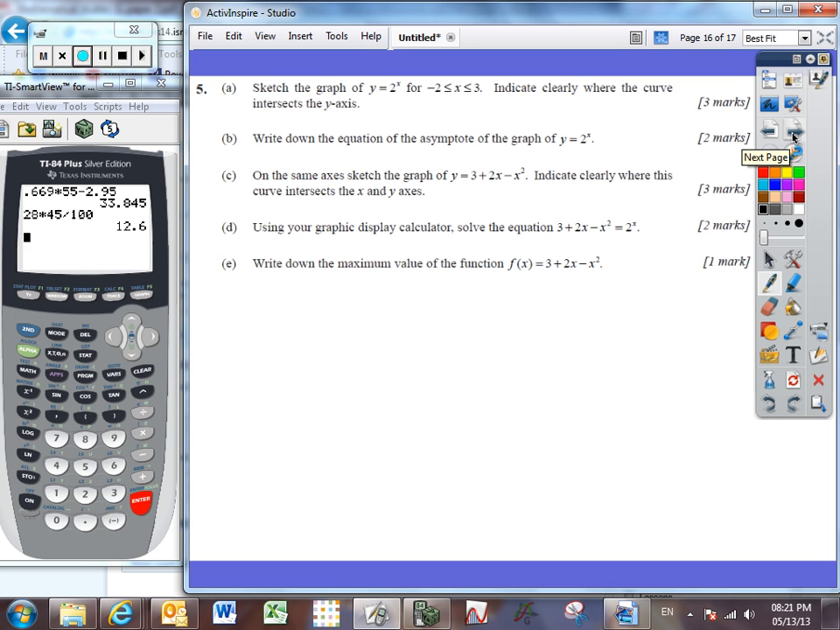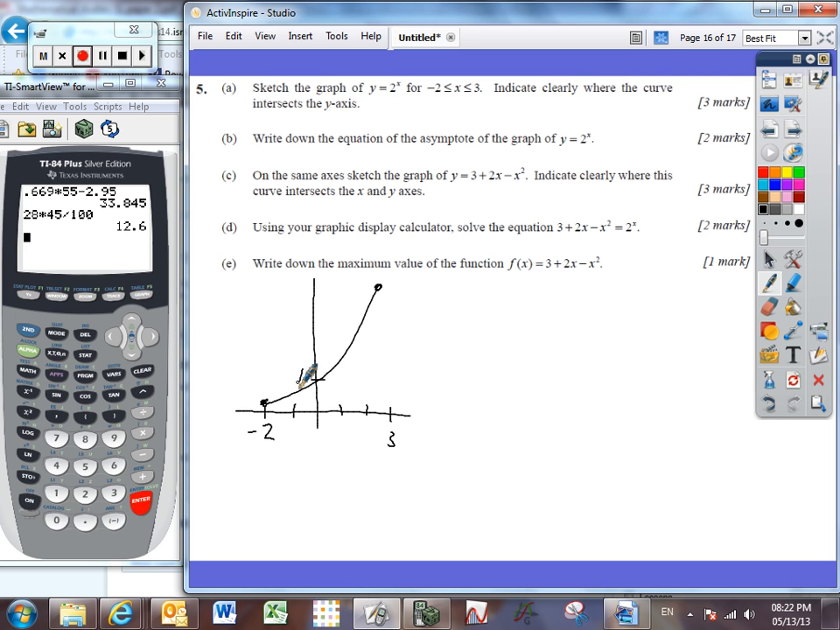And the last question, you need to sketch this graph between -2 and +3. So we've already seen from earlier on that y equals 2 to the x is an exponential growth function. And so let's see, -1, -2, 1, 2, and 3. So there's our domain from -2 to 3. This is an exponential growth function.